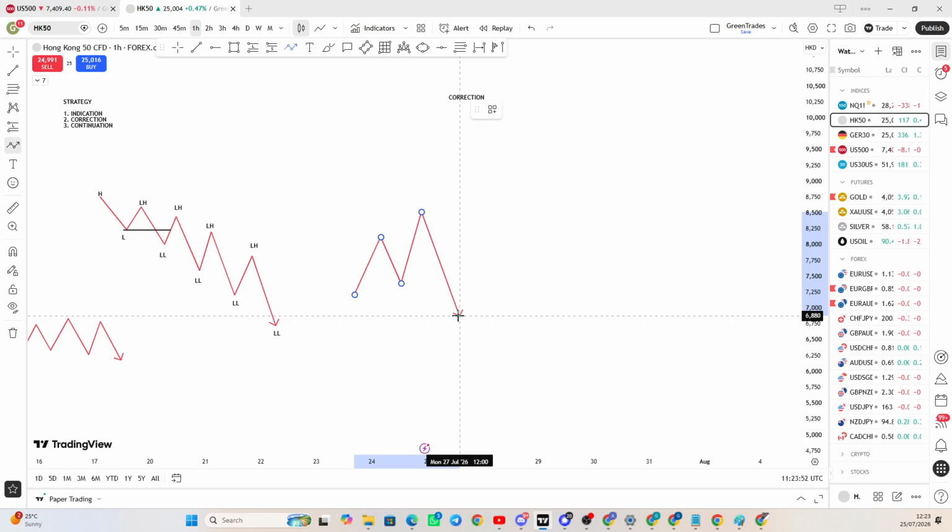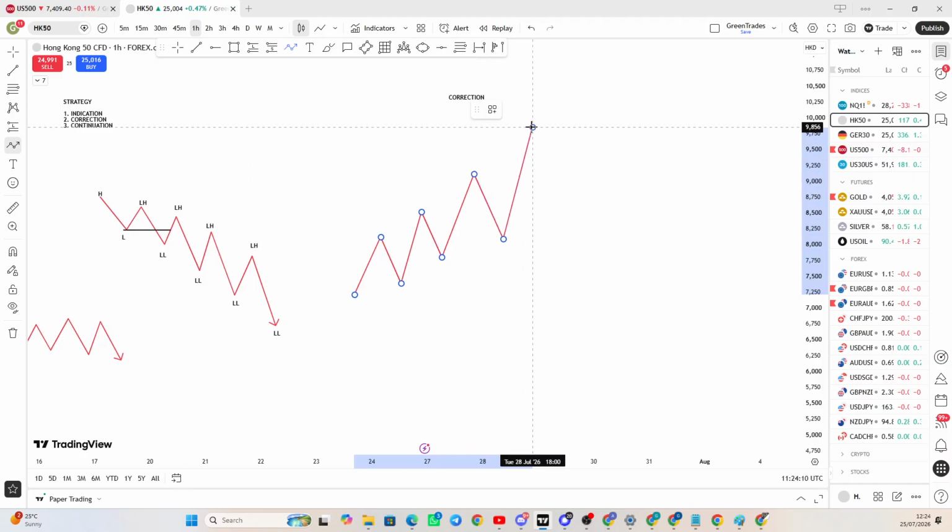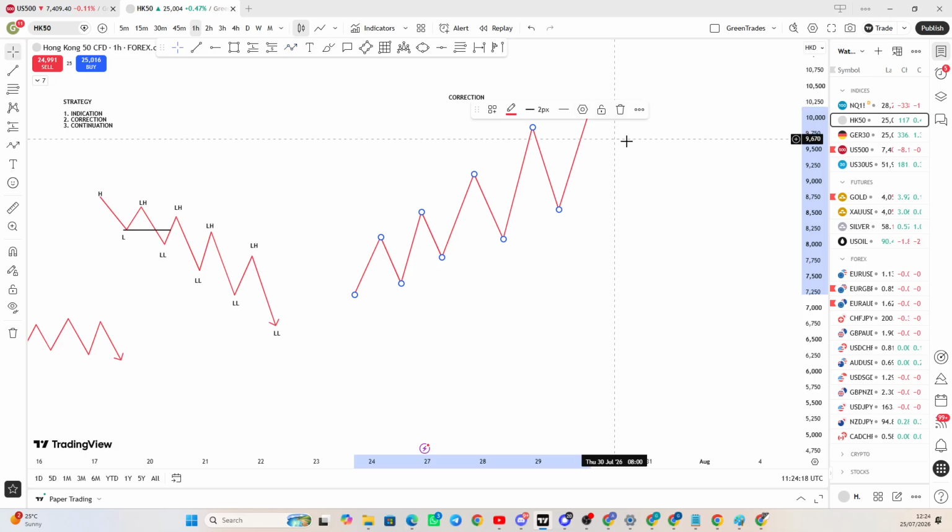But in the case of a bullish structure, because it has broken this high, it indicates to us that the market wants to go up. Then the correction and the continuation. The continuation creates another indication because it has broken this high, and then the correction and the continuation, and then this high is being broken. So the indication, correction and continuation. That's how the market moves.